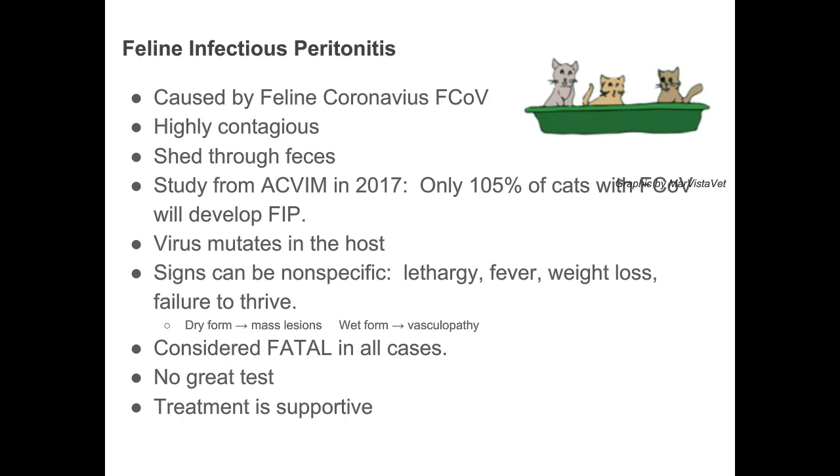And then the wet form is caused by, again, the edema and the vasculitis that we see with coronavirus sometimes. We'll see a distended abdomen. And there is no treatment, of course, and it's also considered fatal. There's really nothing we can do about it. We can prevent it with proper cleaning, make sure we're removing feces, and there's no great test for it.